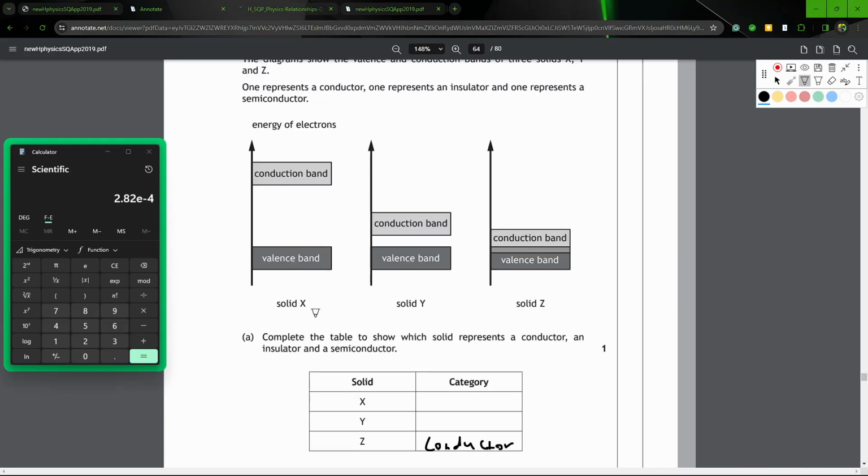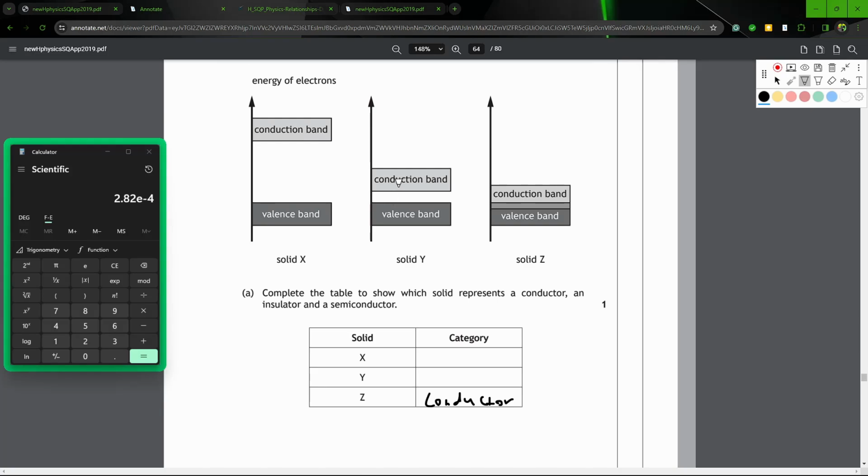Next up, we'll go with the semiconductor. A semiconductor has a band gap, but it's quite small, so you can get electrons to jump over if you excite them enough. But it's not overlapping like a conductor. Solid Y is small, but it's not as big as solid X, so I'm going to put it as the semiconductor.